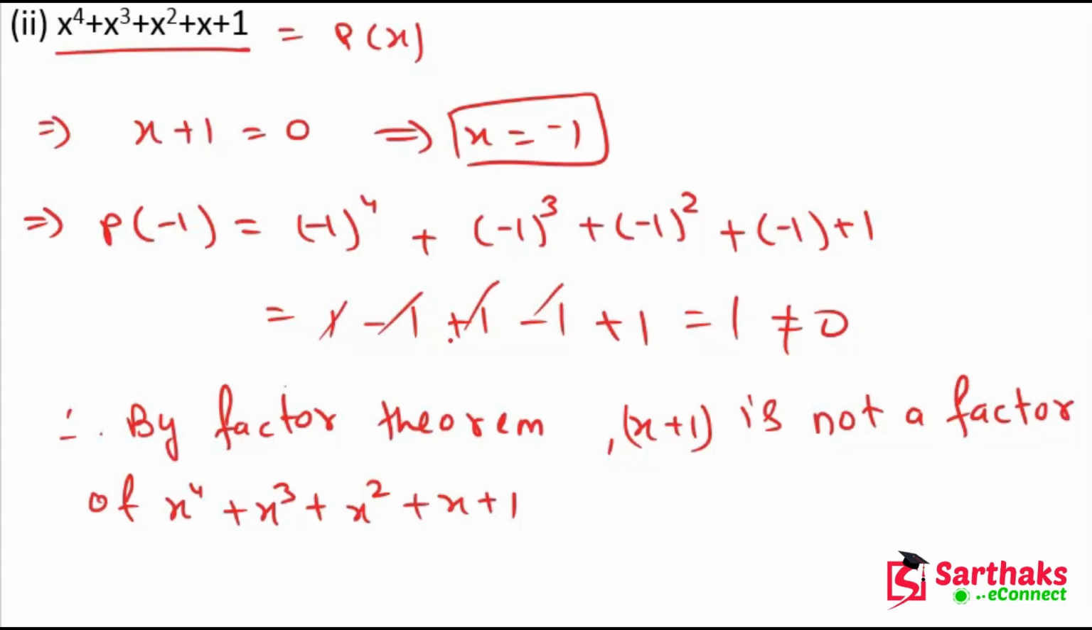If the zero of x plus 1 is satisfied in the polynomial and gives 0, then we can say that x plus 1 is a factor of this polynomial. Otherwise we cannot say that it is a factor of the polynomial. I hope you understand these things.